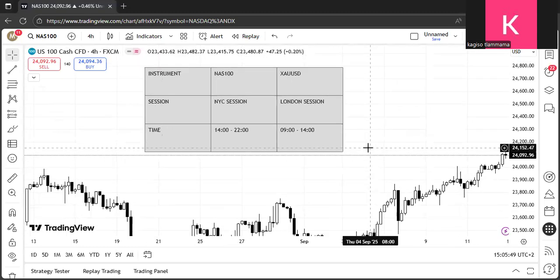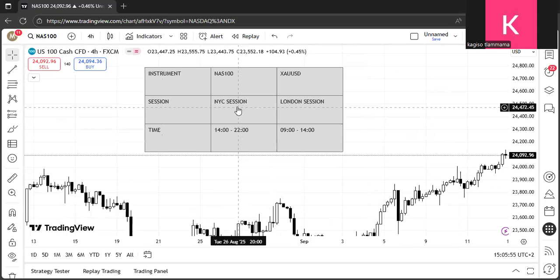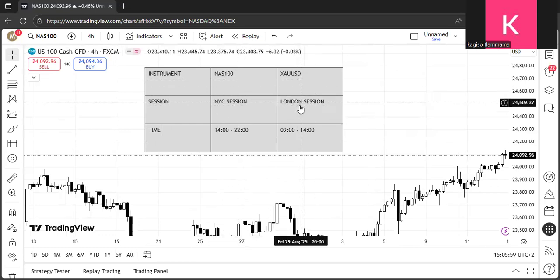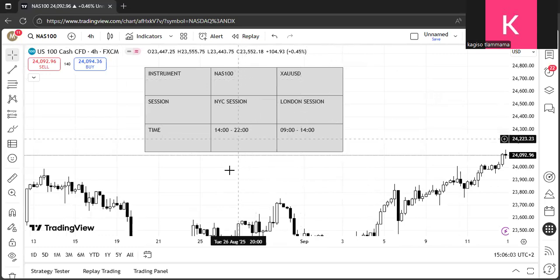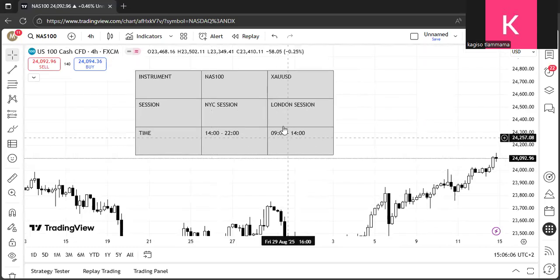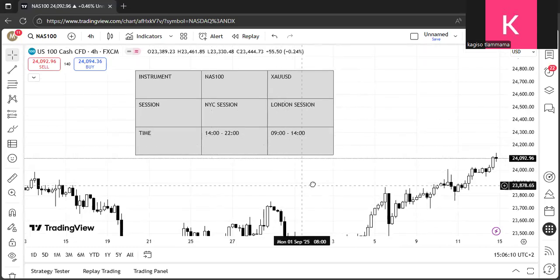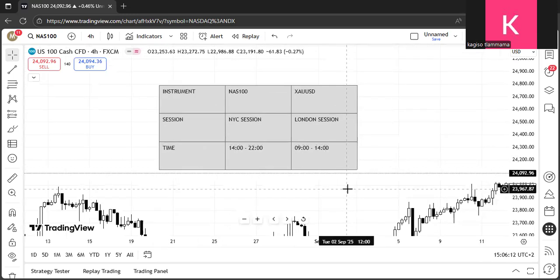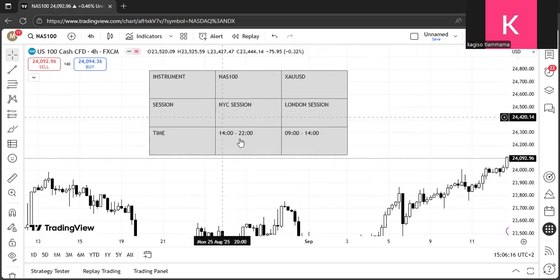What I saw between these two instruments is that NAS 100 moves during the New York session, while gold moves during the London session. So with that being said, you can't trade the two during the same chart. But the strategy is still the same, just different time zones.